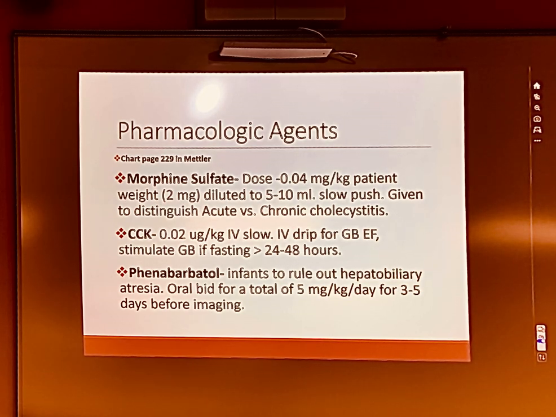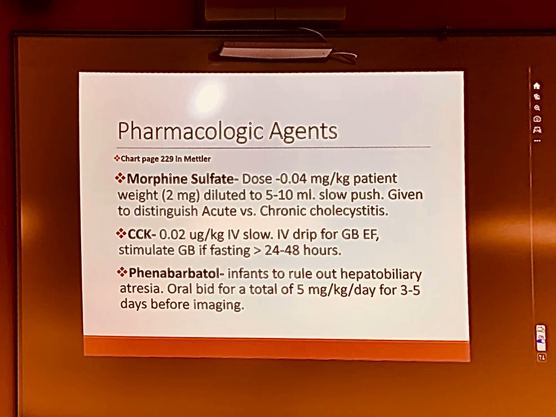Now, CCK can be given a couple of different ways. CCK is cholecystokinin, which is the natural hormone that your body creates and sends to the gallbladder to cause your gallbladder to contract whenever you eat, right? We're just piggybacking on that function when we're looking for gallbladder function, okay? So you can either give it IV push, but very slow, or you can IV drip it, which means put it through an IV pump and let it drip.